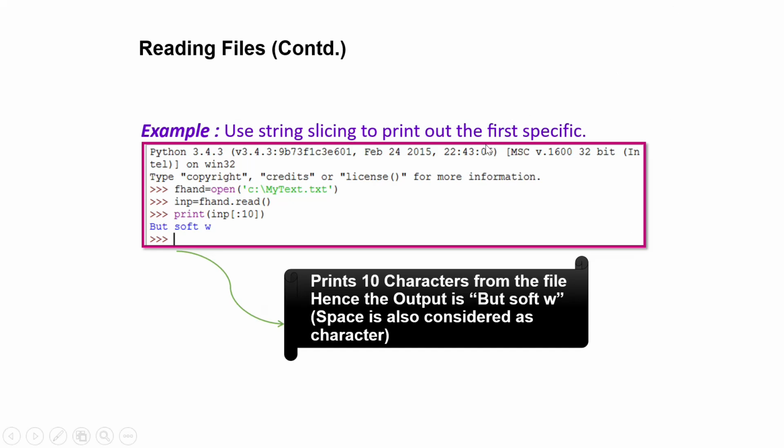Using string slicing to print out the first specified characters. So here you can see file open my text.txt, input file open read. Slicing returns a range of characters, right? So it prints the first 10 characters from the file. Whitespace is also considered a character. So whatever is in the file, the text is going to be read.